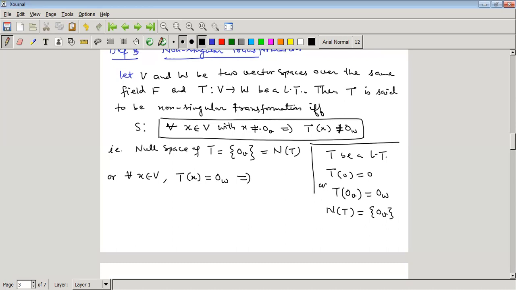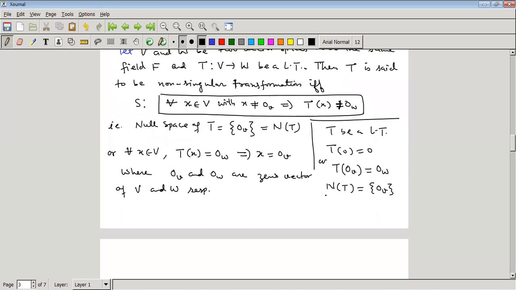What is the negation of this? That is x is equal to 0. If T of x equal to 0w implies x equal to 0v, where 0v and 0w are the zero vectors of V and W respectively, then T is said to be a non-singular transformation.